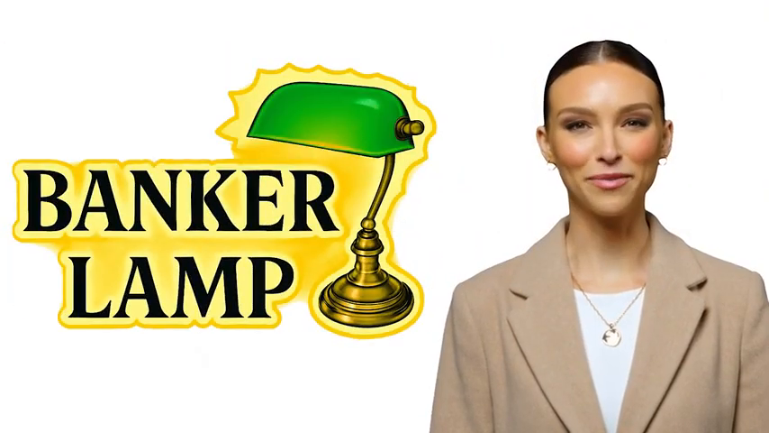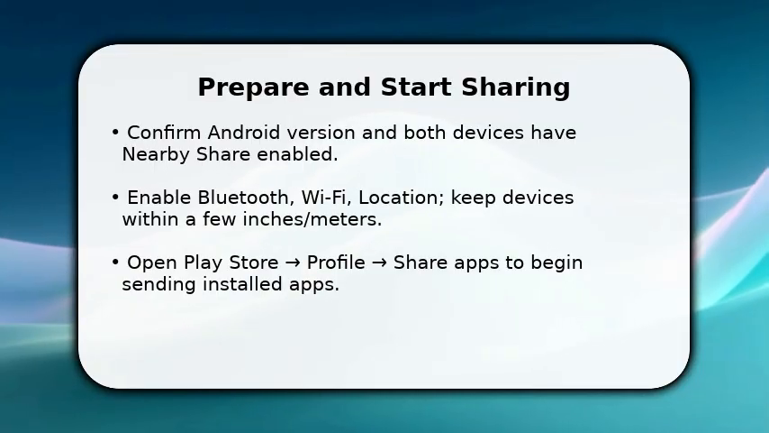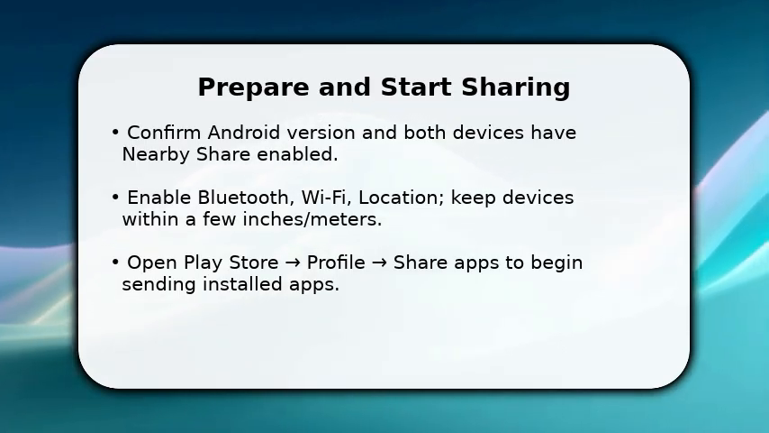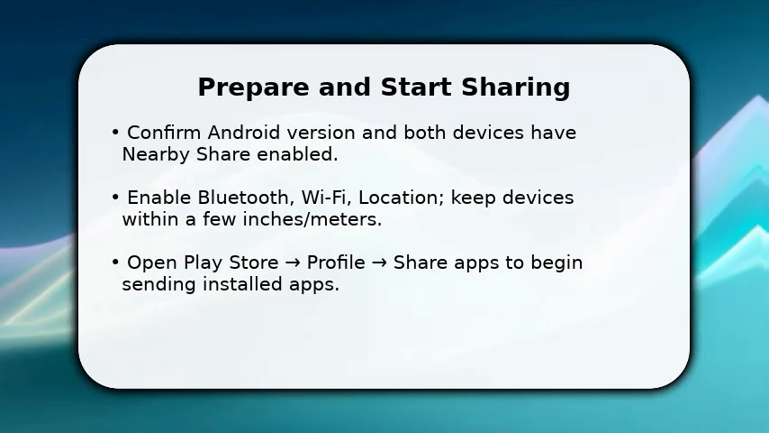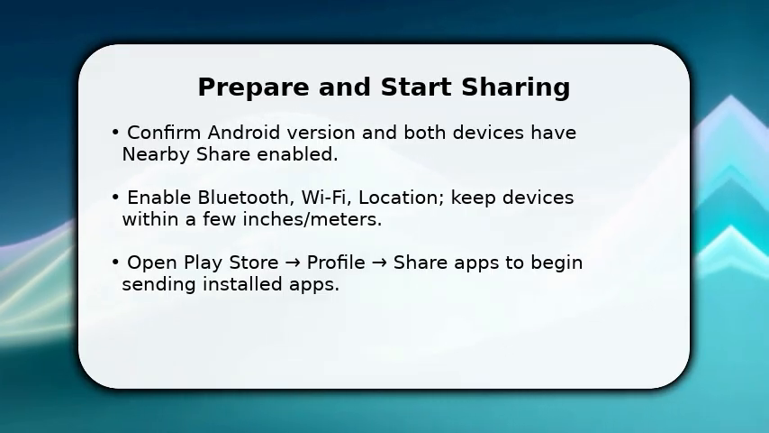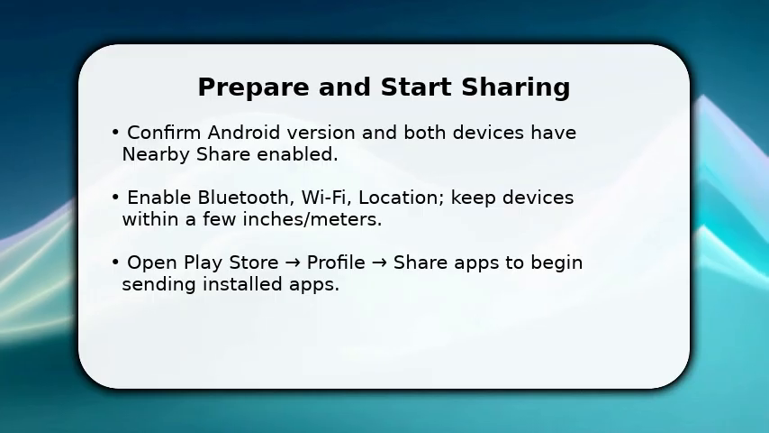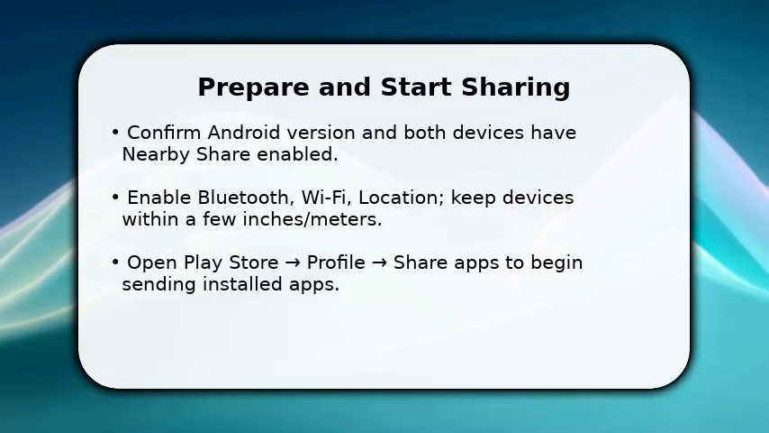Please enjoy the video. You start by confirming prerequisites. Make sure your device and the recipient's device have nearby share enabled, Bluetooth and Wi-Fi on, and location allowed. Once done, open the Play Store, tap your profile, then choose Share Apps.